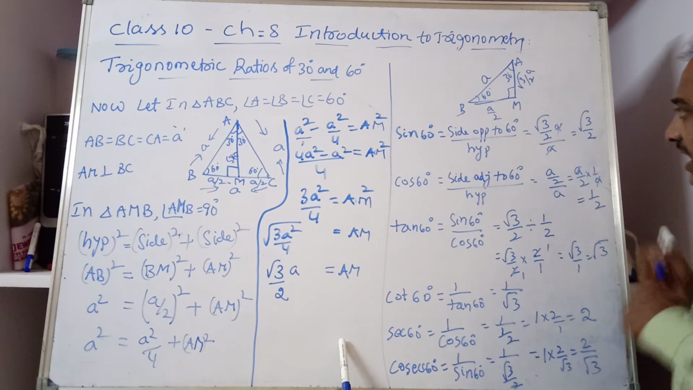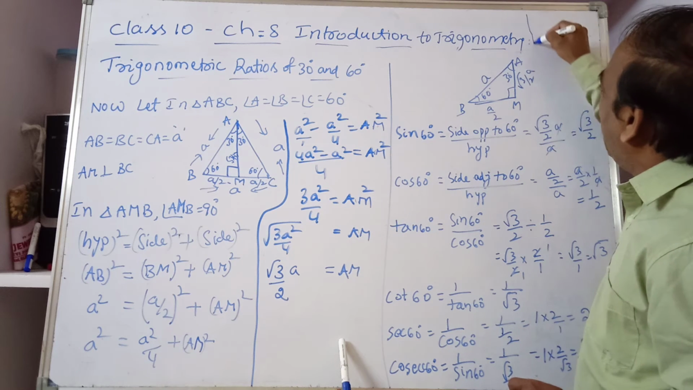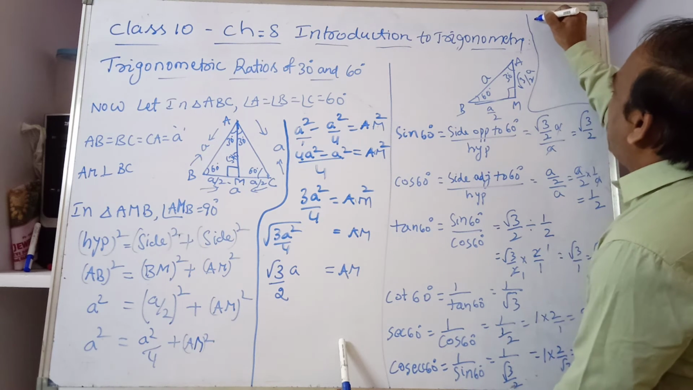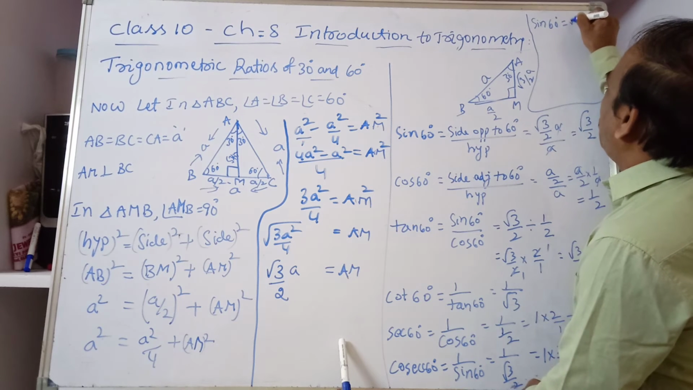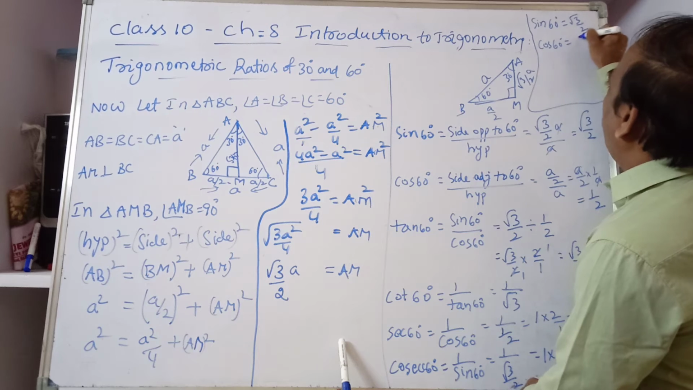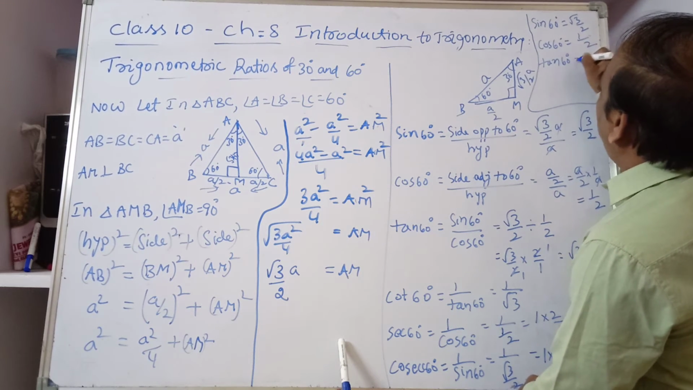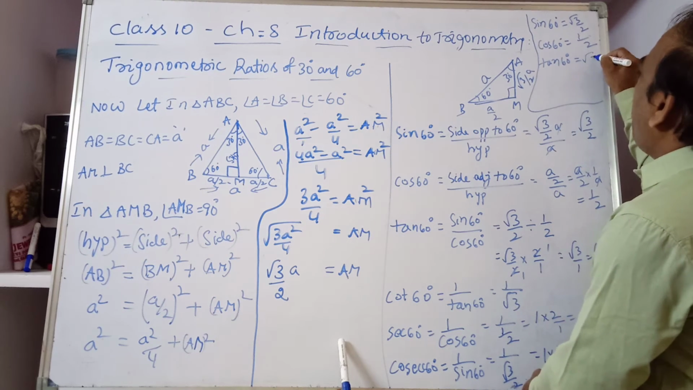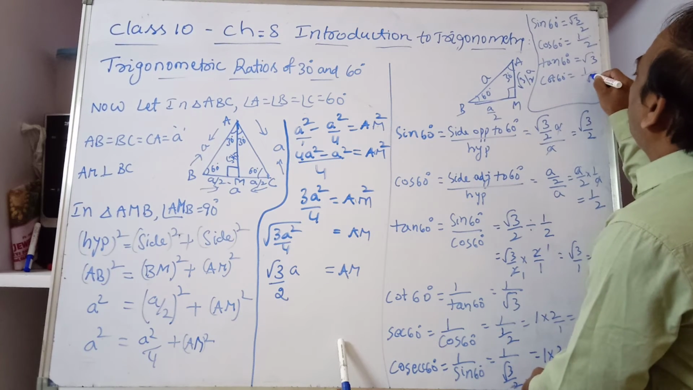So here finally we can write the conclusion. What are all those values? Here I am writing sine 60 degrees is equal to root 3 by 2. Cos 60 degrees is equal to 1 by 2. Tan 60 degrees is equal to root 3. Then cot 60 degrees is equal to 1 by root 3.